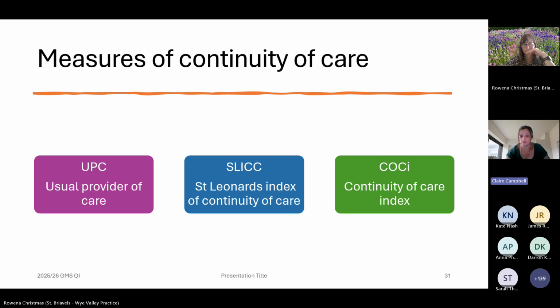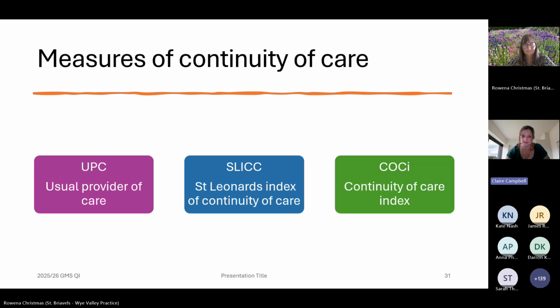For information only, these are the 3 most commonly used global measures of continuity of care in general practice. There's the UPC, or usual provider of care. This is a measure of how often a patient has been seen by the same GP over a period of time. The measure is for each patient who has had 2 or more consultations. Then we've got the SLIC, or the St Leonard's Index of Continuity of Care.